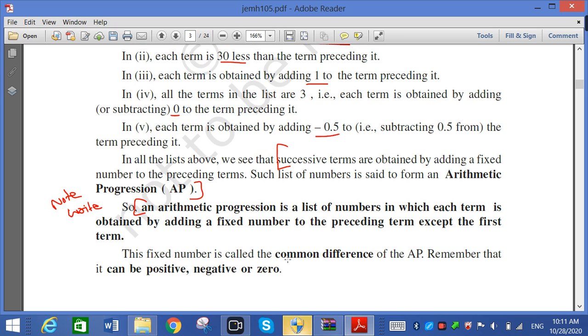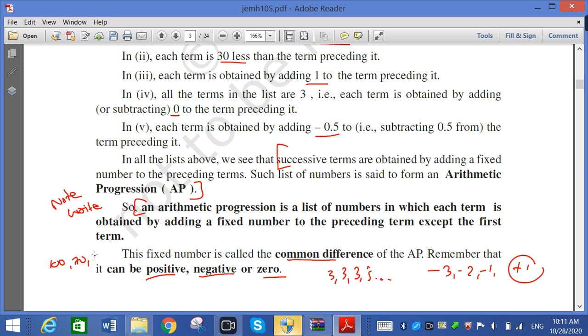So the common difference can be positive, negative, or 0. If you see 3, 3, 3, 3, 3, here the difference is 0. Minus 3, minus 2, minus 1, so the difference is plus 1. 100, 70, so the difference is minus 30.